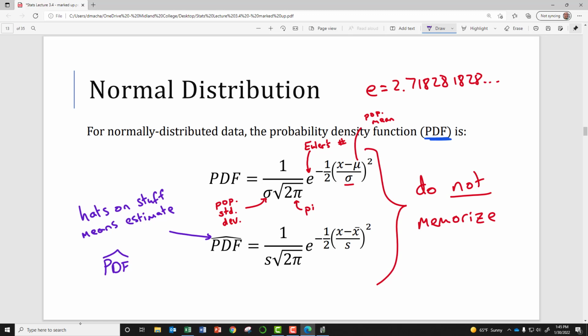And it's an estimation because instead of the population standard deviation, I'm going to put in what I can calculate, which is the sample standard deviation. And then instead of the population mean, instead I'll put in what I can calculate, which is the sample mean. So remember those sample mean and sample standard deviation, those are just statistics. And statistics are just estimations of their corresponding parameters. So that's what makes this an estimate of the true PDF, and that's why I put a little hat above it.